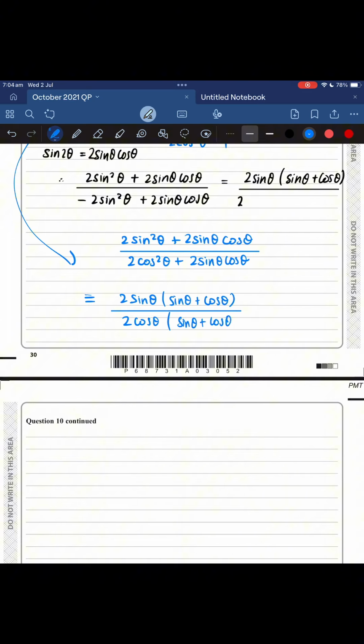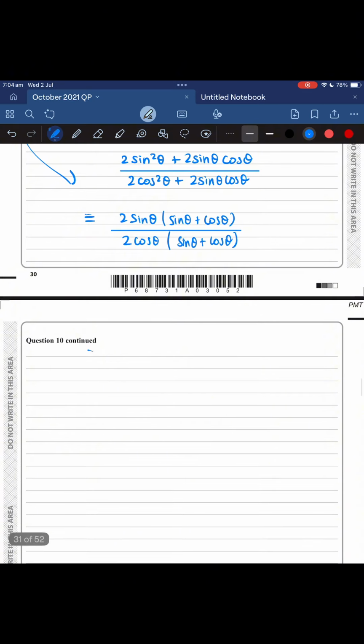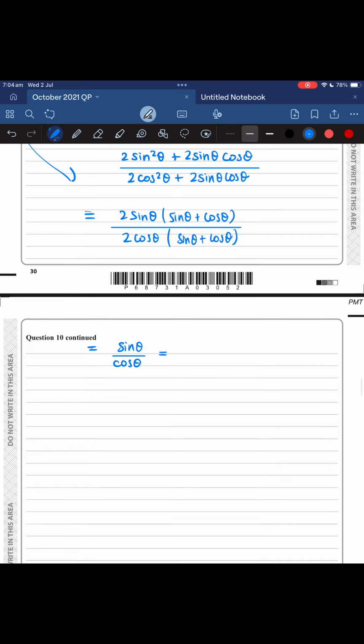So then we can cancel out these two on the top and the bottom, which then gives us sine theta over cosine theta, which we just know is tan theta, and so we've proved the identity.